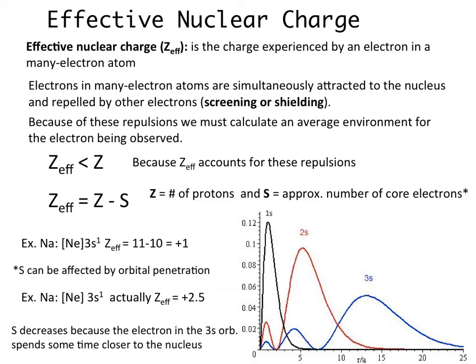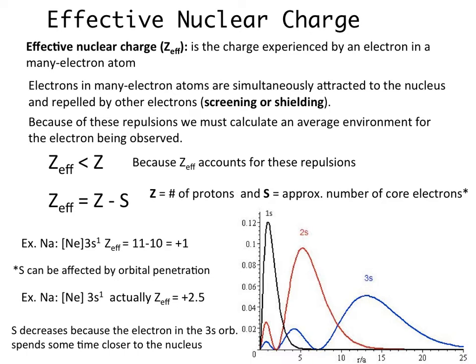Now, these repulsions would be very, very difficult to calculate in terms of individual effect because obviously each electron is positioned in a different location throughout the atom. So instead of calculating each individual repulsive force that's created, we actually just look at all of the contributing electrons as an average environment. So basically that shielding or that screening that's occurring is an assumed or a calculated average environment.